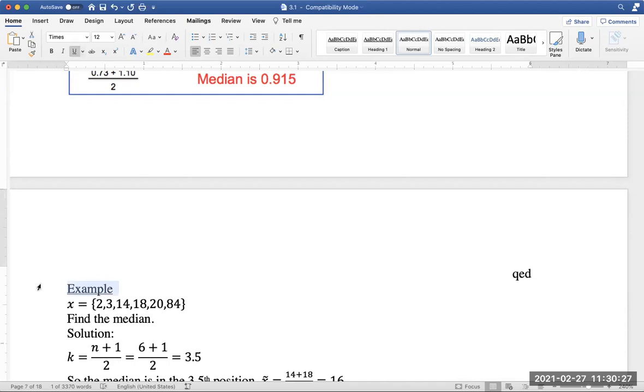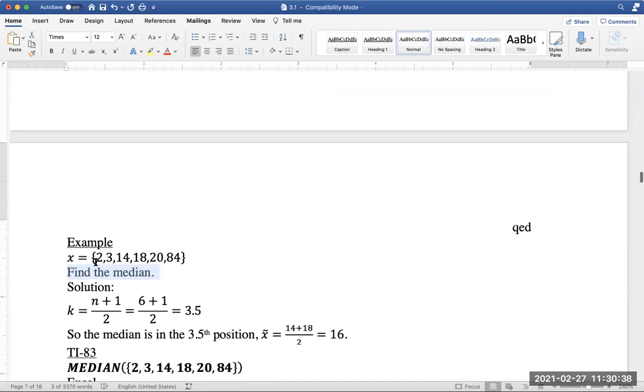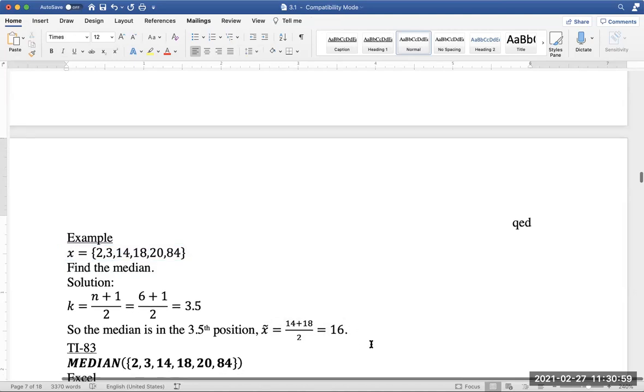So for the example, let's do the same set of data. 2, 3, 14, 18, 20, 84. So the median is, well, let's see, there are 6 numbers. 6 plus 1 is 7 divided by 2 is 3.5. So it's a number in a 3.5 position. Everything's been sorted. So it's halfway between 14 and 18, which is 16. So my median is 16.